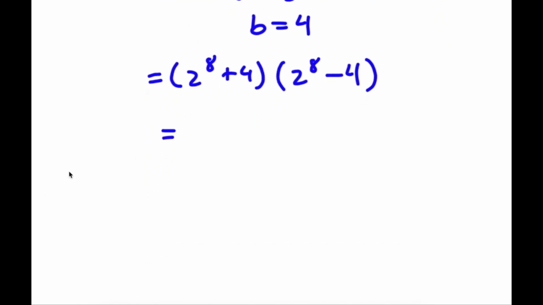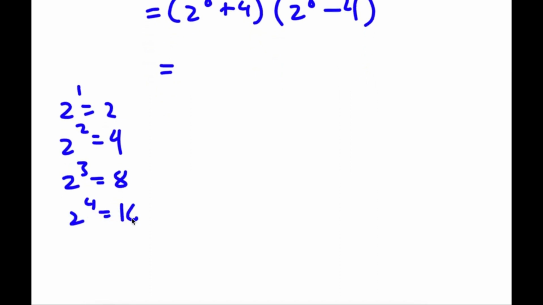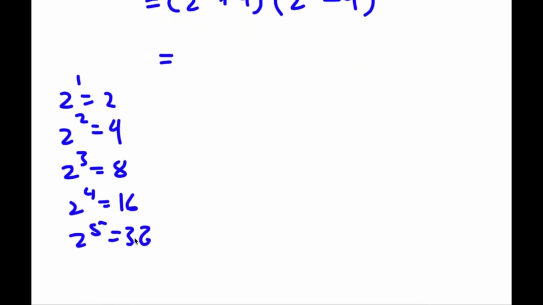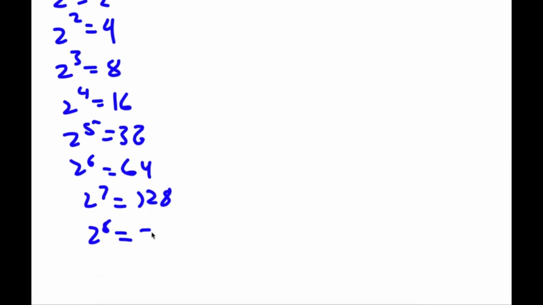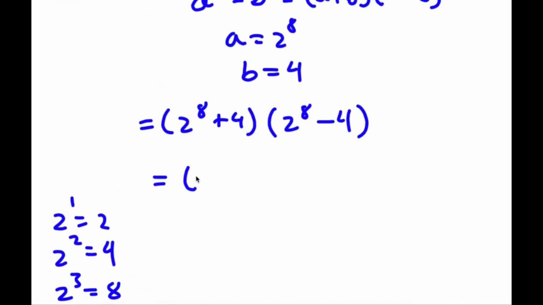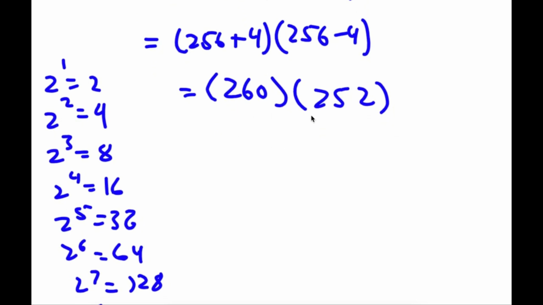Now 2 to the power of 8, well, 2 to the power of 1 is equal to 2, 2 to the power of 2 is equal to 4, 2 to the power of 3 is equal to 8. So as you can see, this just doubles. 2 to the power of 4 is double of 8, 16. 2 to the power of 5 is 32. 2 to the power of 6 is 64. 2 to the power of 7 is double of 64, which is 128. And finally, 2 to the power of 8, this is double of 128, which is 256. So now I have 256 plus 4 times 256 minus 4. Now 256 plus 4 is 260, times 256 minus 4, which is 252. So now I have 260 times 252.